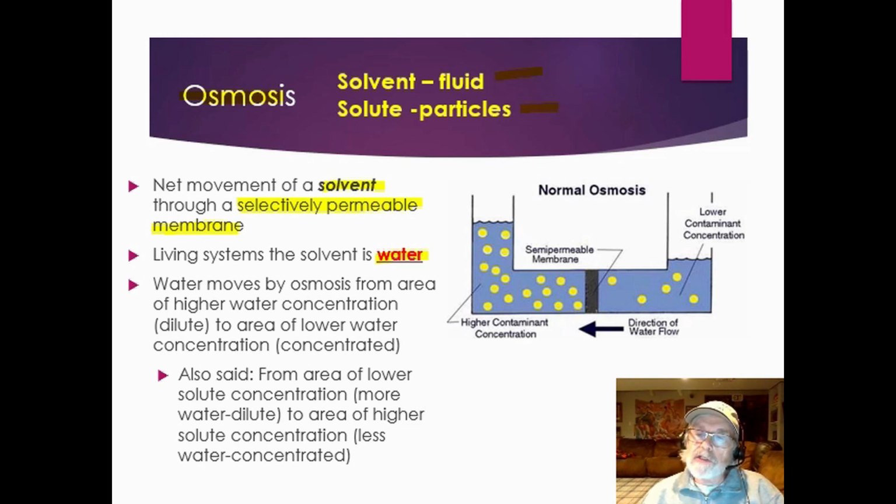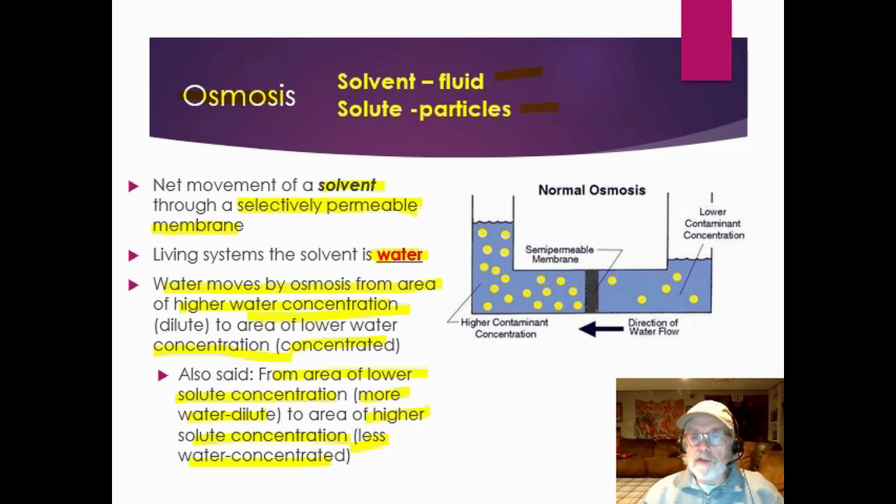So if I have a selectively permeable membrane that's permeable only to water, water moves by osmosis from an area of higher water concentration, or a more dilute state, to an area of lower water concentration, or a more concentrated state, until an equilibrium is reached. We'd also say it goes from an area of lower solute or particle concentration, which means more water and more dilute, to an area of higher solute concentration, which means less water and more concentrated.